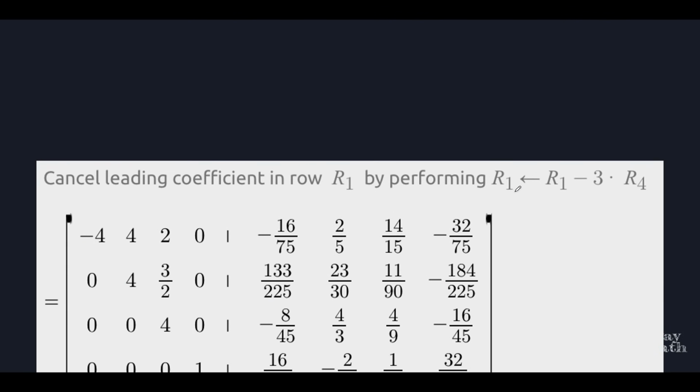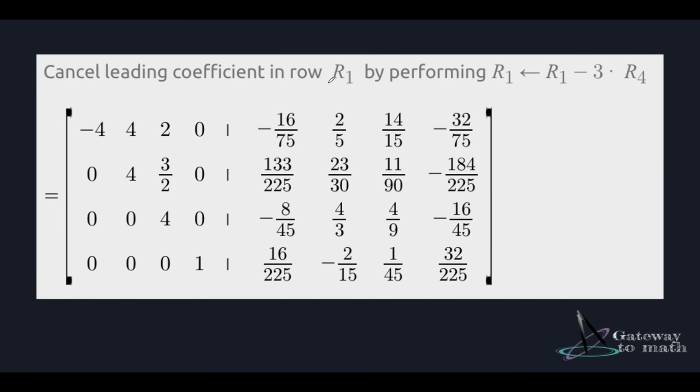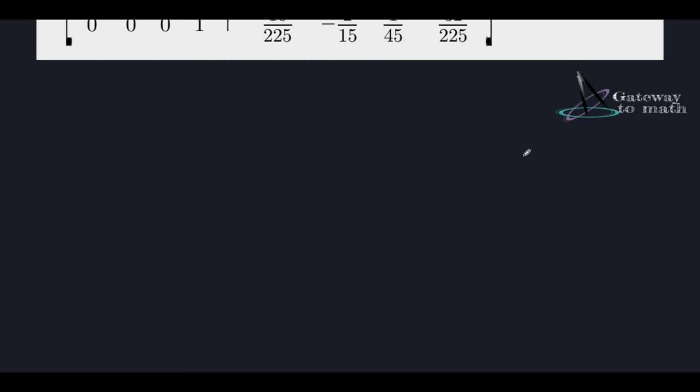Next operation, cancel leading coefficients in row R1 by performing the following operations. So R1 minus 3 times of R4. What do I have on R1 now? Minus 4 4 2 0, minus 16 upon 75 2 by 5, 14 by 15, minus 32 upon 75 on the RHS side.